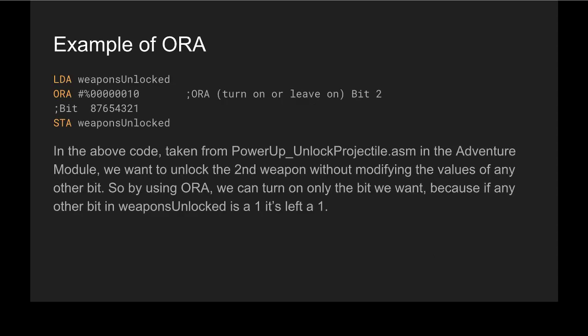The example here is from Power Up Unlock Projectile. We want to turn on the second weapon. So we load up the weapons unlocked variable. We use ORA to take that second bit, starting from the right, mind you, and then we store it. Since one of the two numbers is a 1, that value is set to a 1.